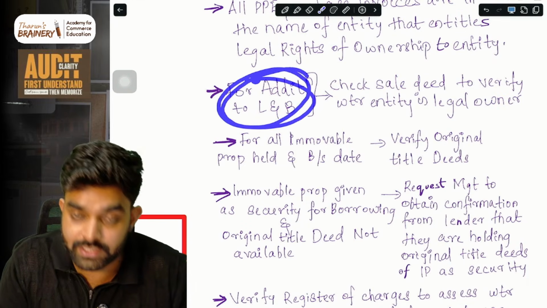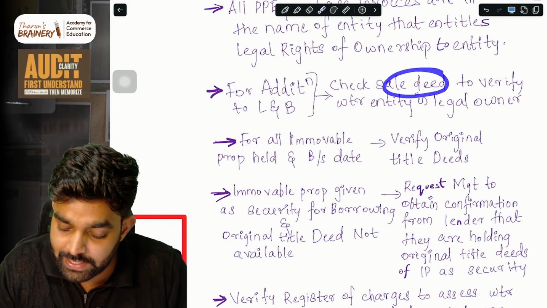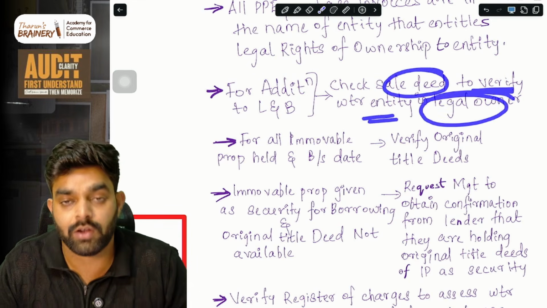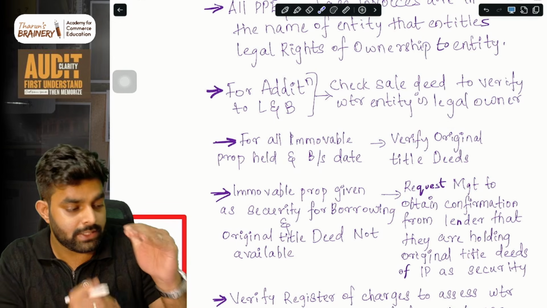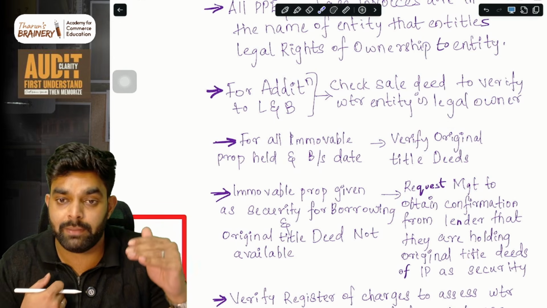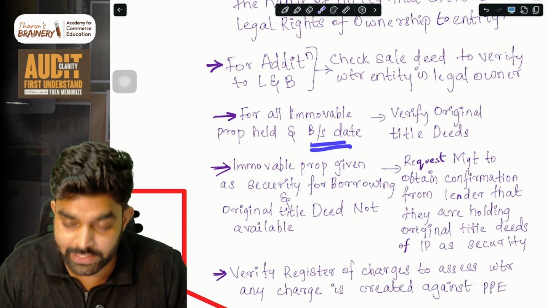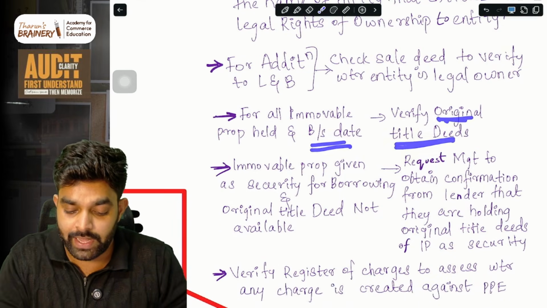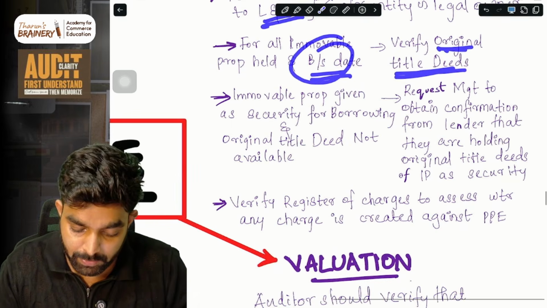Then for additions to land and building, that is, new additions bought in the current year, check the sale deed to verify whether the entity is the legal owner. For all the land and building we have bought, the sale deed will be there. Check that to see that it is in the company's name itself. Then for all the immovable property held at the balance sheet date, verify the original title deeds. Land and building and all the other immovable properties, see the title deeds of those.